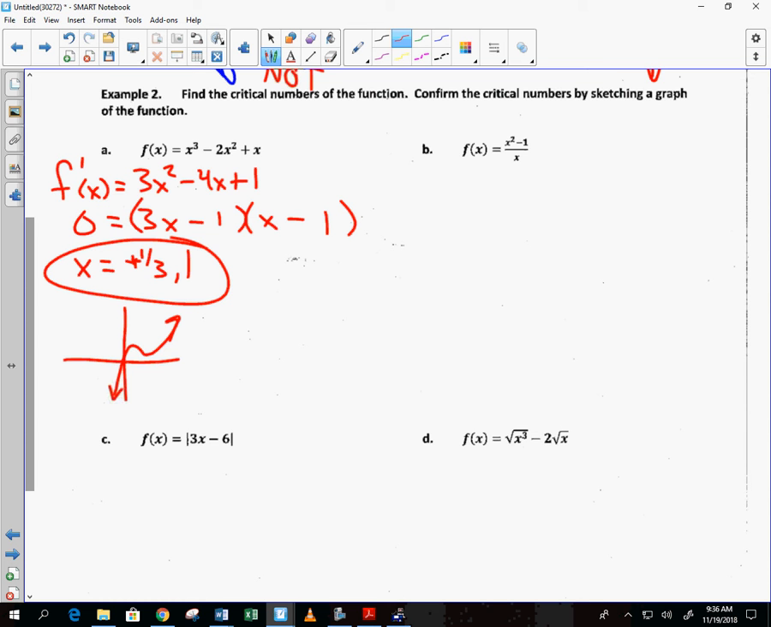Next one. What rule would you have to use? Take this derivative. Quotient. Or let's make life easy. I'm just going to divide through by x, and I get x minus 1 over x. Those are the same, aren't they?